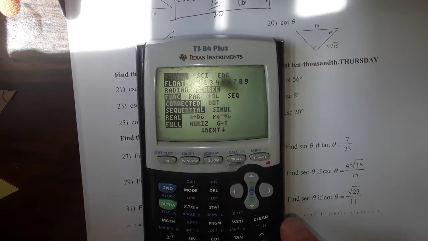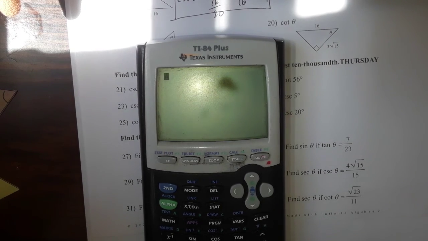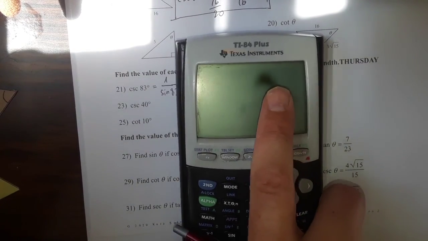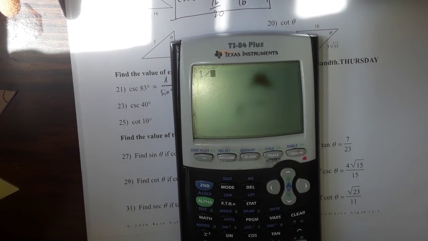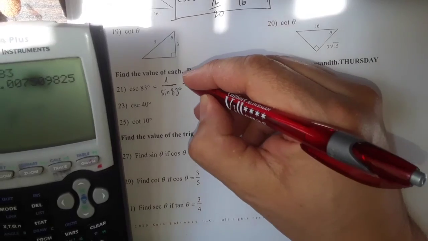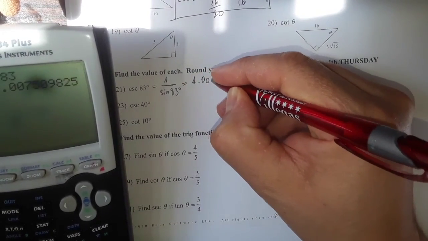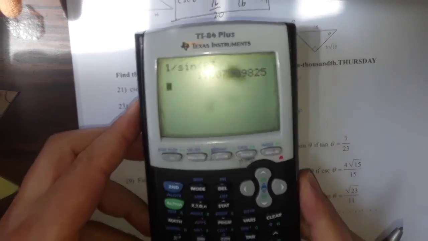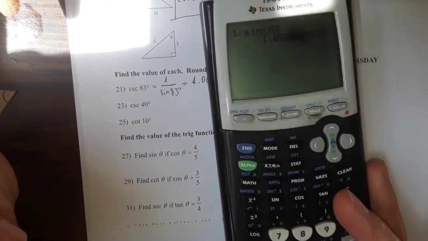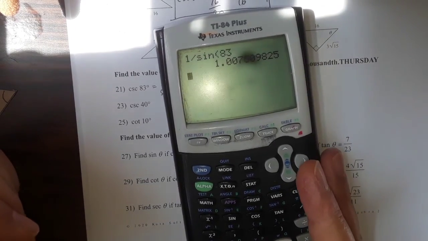And now that we are in degrees, we have sine of 83, or we can just write directly 1 over sine of 83. We can just write it directly. So it's 1.0075, right? That's it. So that's how we do it. It's not difficult at all, it's just some calculator use.